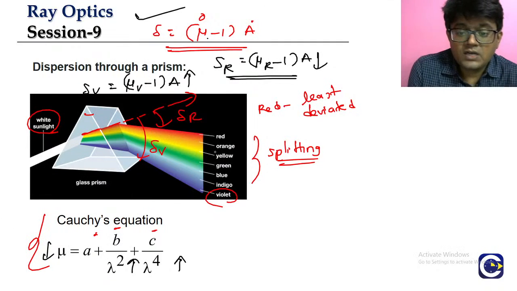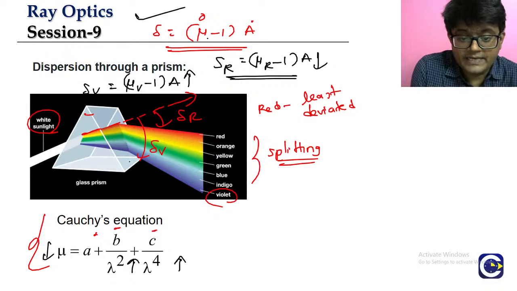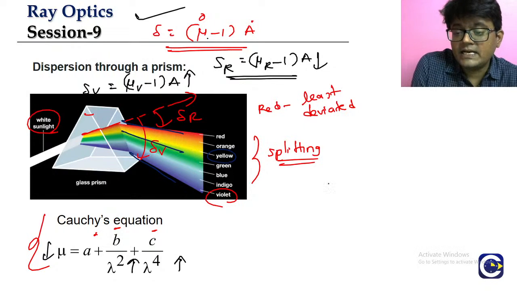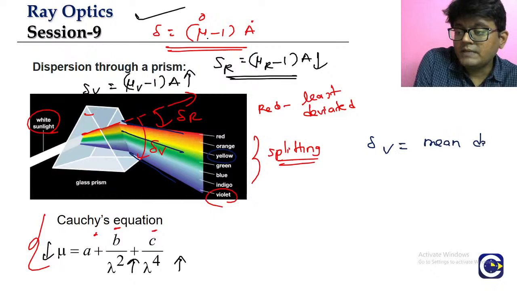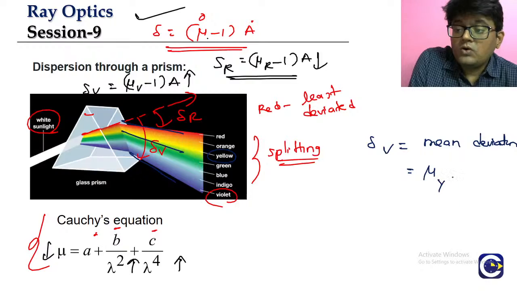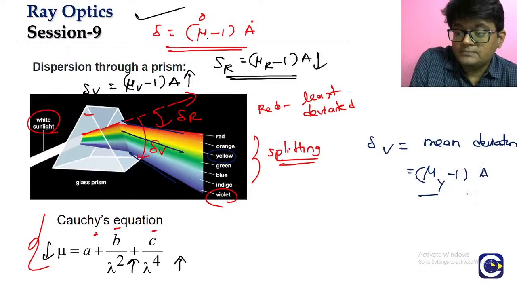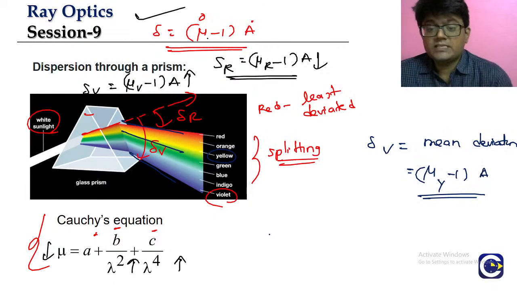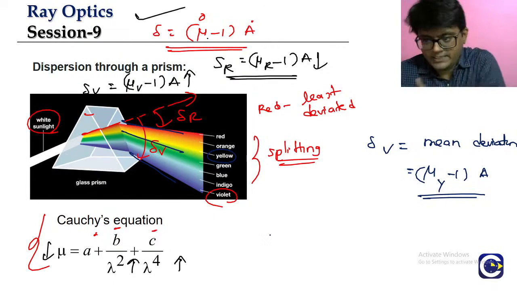Now here when we look at the path of the violet and the red, they are like the extremes. Violet and red paths are the extremes. The mean path is taken as yellow. So the deviation of yellow, right, is also called as what? The mean deviation. So deviation of yellow means what? It will be mu yellow minus 1 into A. This is called as mean deviation. So mean deviation is referred to the deviation of the yellow color light.